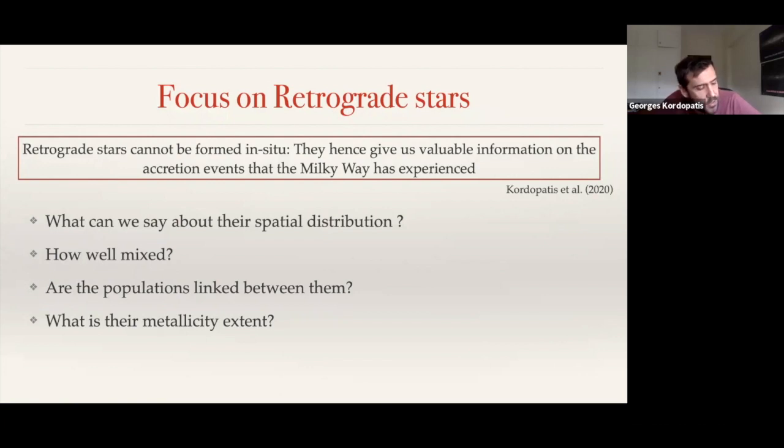So the main questions that I have been asking myself were: what can we say about their spatial distribution? Do we see them everywhere? How well are those stars mixed? Can we, just by investigating the properties, identify different subgroups of accretion events? Are the different accretion events somehow linked between them? And of course, what is their metallicity extent?